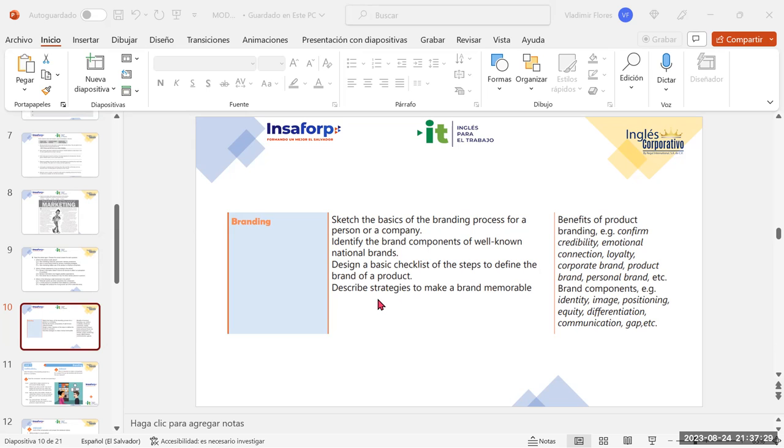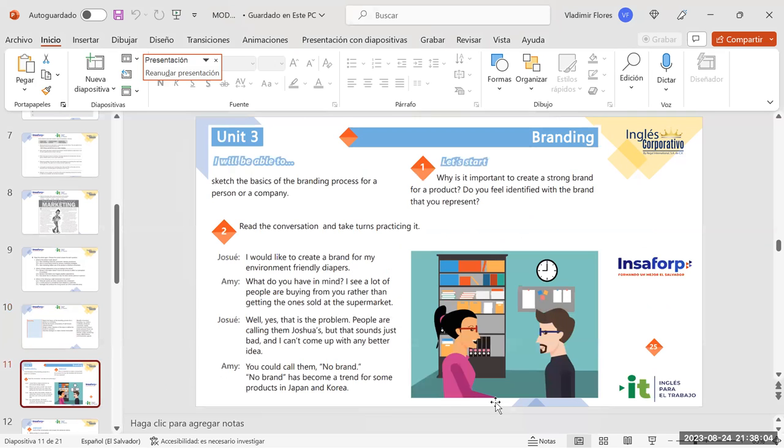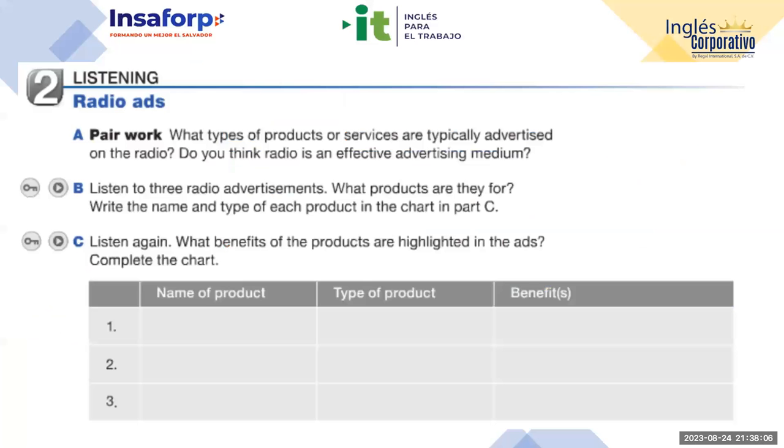So we're going to continue working with branding and vocabulary. We have the benefits of product branding, for example, confirm credibility, emotional connection, loyalty, corporate brand, product brand, personal brand, etc. And also the brand components, for example, identity, image, positioning, equity, differentiation, communication gap, etc. To start with section number three, we have a conversation. This is on page 25 of your material.